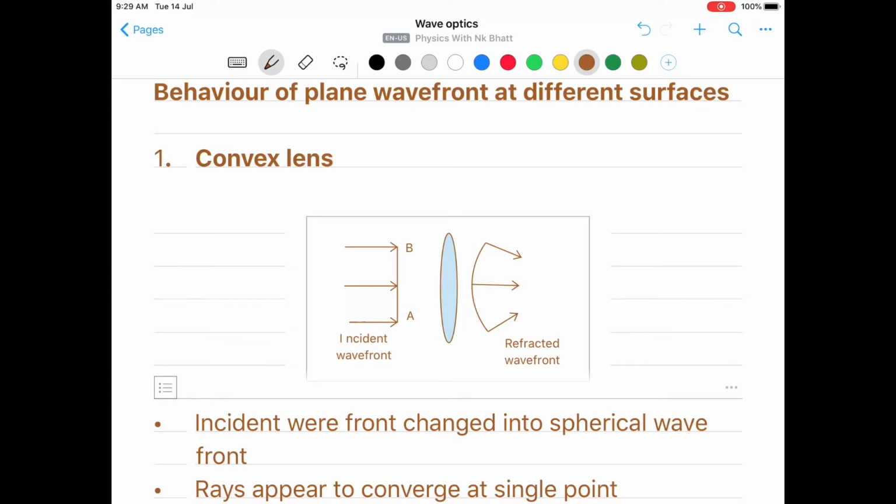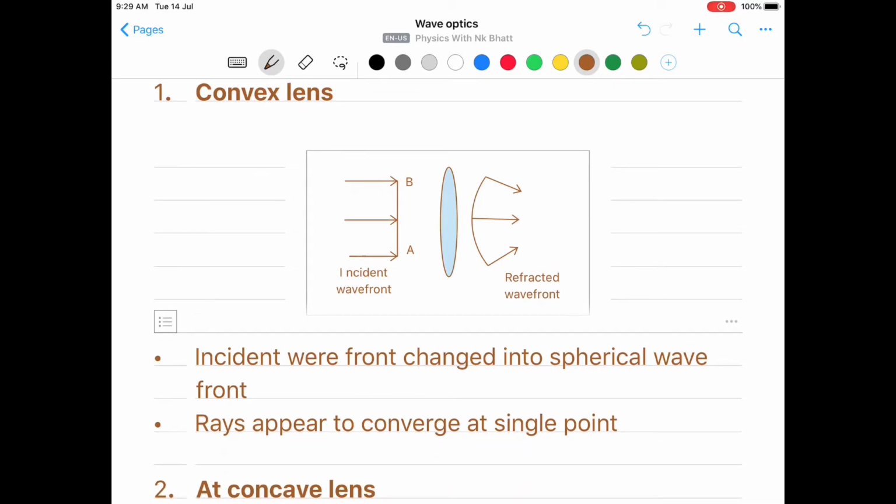When the wavefront AB, which is a plane wavefront, is incident over the surface of a convex lens, what kind of shape is acquired by the refracted wavefront, that you will understand here. You can see in the diagram AB is a plane wavefront which is incident over the convex lens. When it is refracted through the convex lens, it gets converted into a spherical wavefront. You can see here the shape is spherical for the refracted wavefront, and the rays associated with the wavefront, since they are perpendicular to the wavefront, will appear to converge at a single point.